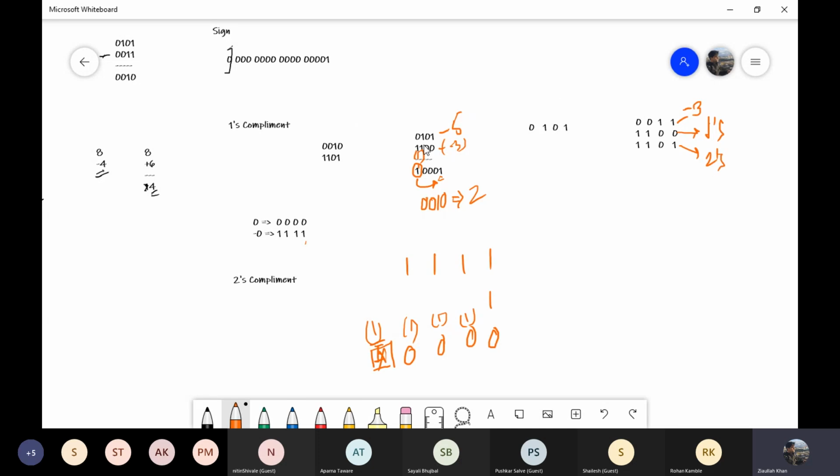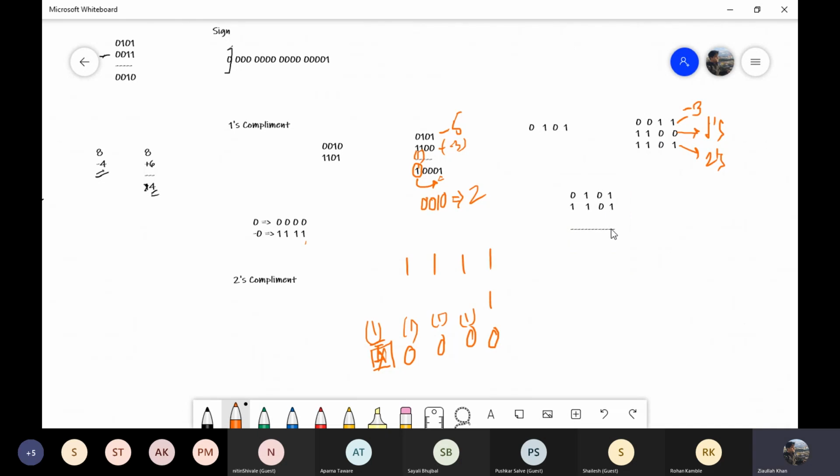So let's go ahead and perform the subtraction operation on these two numbers. So 5 is 0, 1, 0, 1. And then we know that 2's complement of minus 3 is 1, 1, 0, 1. So I'm going to type 1, 1, 0, and 1. Right. Now let's go ahead and add these two numbers.